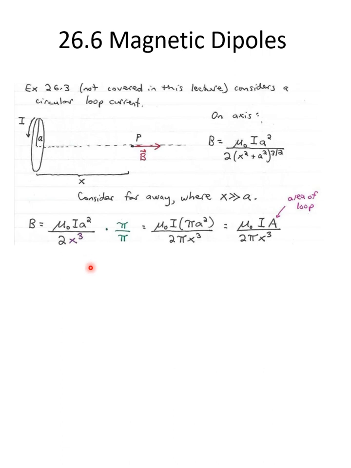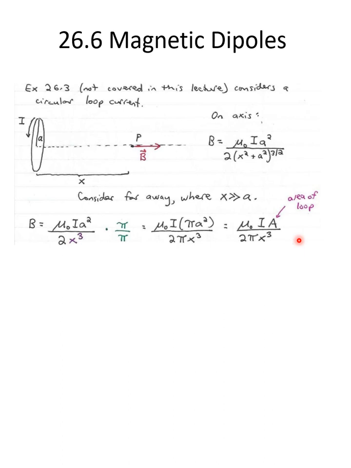Now I'm going to multiply the top and bottom by pi, so multiply by pi over pi, and that gives mu naught I pi a squared divided by 2 pi x cubed. And the reason I did that, inserting that pi in the numerator, is it allows us to put this magnetic field in terms of the area of the loop. So here we have, I've set off in parentheses pi times little a squared, or pi times the radius squared, and that becomes the area of the loop.